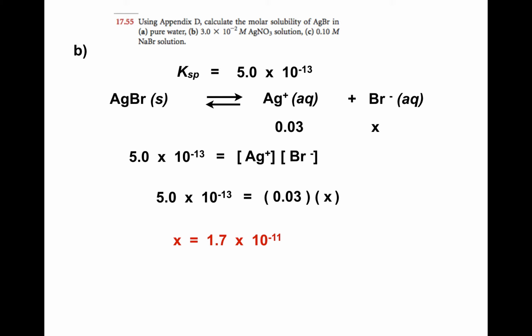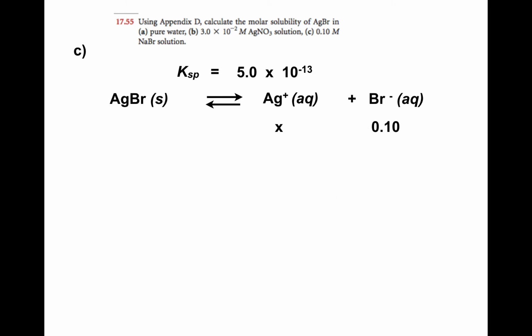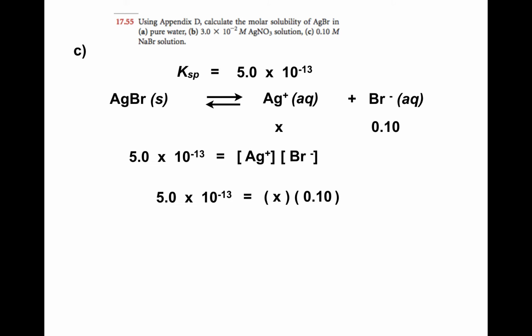C, 0.1 molar sodium bromide. So this time we've got the other ion acting as the common ion. So solve for x. Take these equilibrium concentrations, plug them into the law of mass action, solve for x, and get the molar solubility, with bromide ion suppressing the solubility of silver bromide.